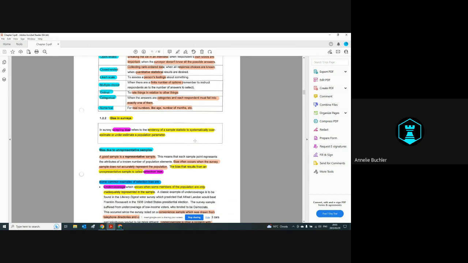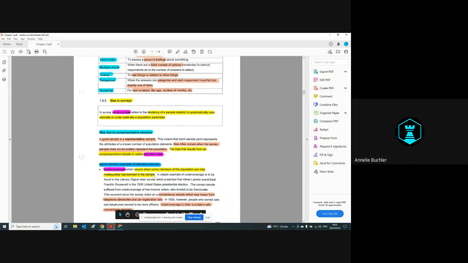Under coverage, you get selection bias. Under coverage is when members of the population are only inadequately represented in the sample. So basically, your population is not reflected in your sample as a whole, okay?